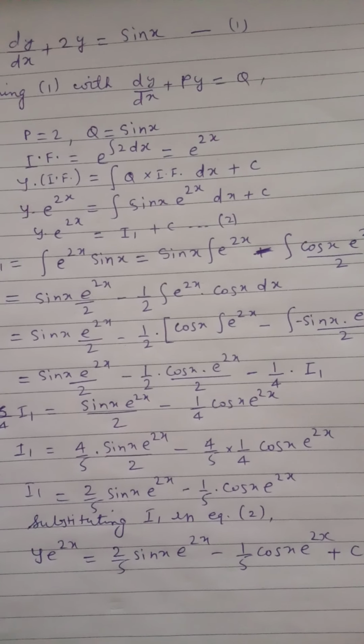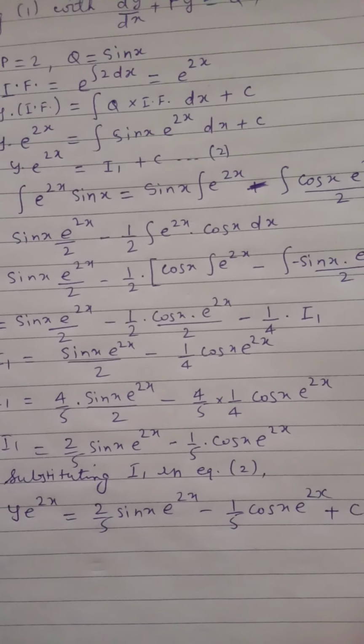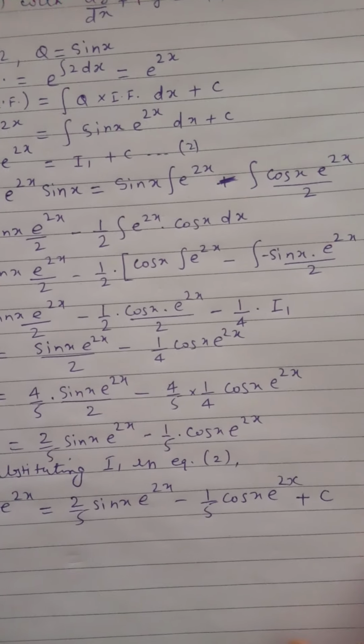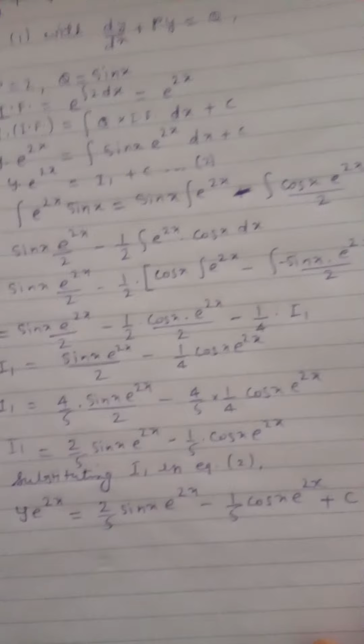Substituting I1 in equation 2, we now get y into e raised to 2x equal to 2 by 5 sin x e raised to 2x minus 1 upon 5 cos x e raised to 2x plus c. So this is the answer.